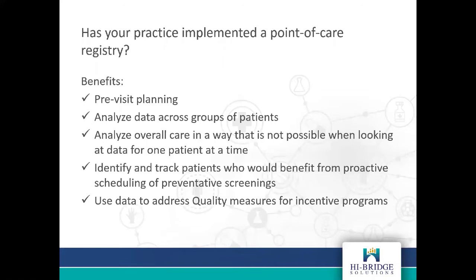And so many patients with chronic conditions really benefit from proactive scheduling of preventive screenings and reminders and education around their particular diagnosis to help them manage their care more effectively. So you can also use the data that's generated by these point of care registries. If you're participating in the quality payment program or if ECQMs are reported to other programs, then you can use this data to address those reporting requirements as well.